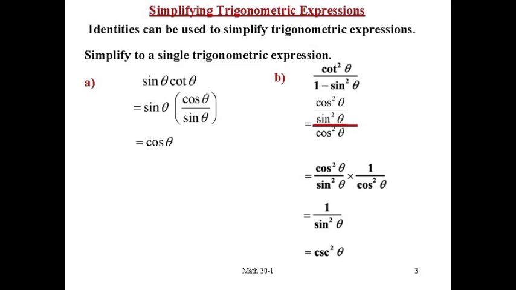Let's proceed to letter B. So here is the question. Cotangent squared theta over 1 minus sin squared theta over cosine squared theta. And it's equal to cosine squared theta over sin squared theta times 1 over cosine squared theta equals 1 over sin squared theta. So let me ask, what is the answer in letter B? Very good. The answer in letter B is cosecant squared theta.